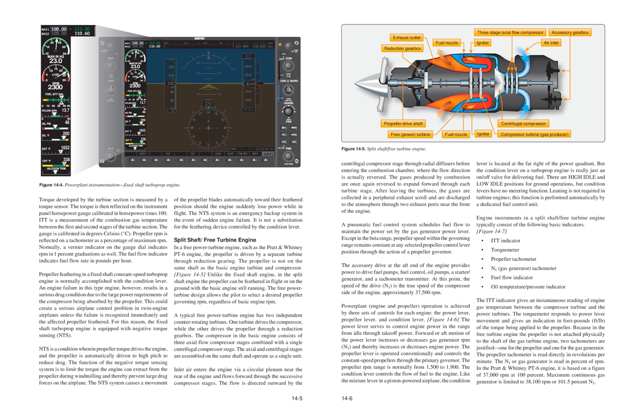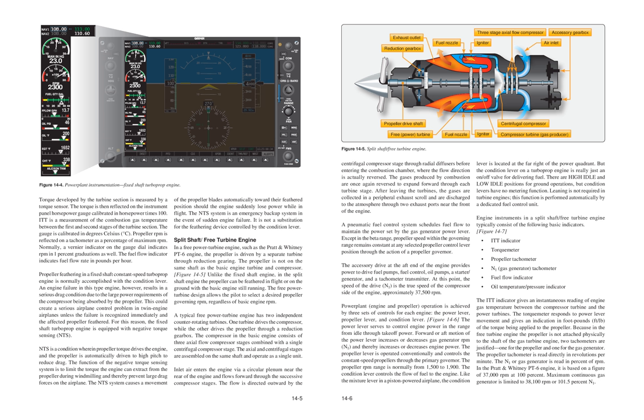The free power turbine design allows the pilot to select a desired propeller governing RPM, regardless of basic engine RPM. A typical free power turbine engine has two independent counter-rotating turbines. One turbine drives the compressor, while the other drives the propeller through a reduction gearbox. The compressor in the basic engine consists of three axial flow compressor stages combined with a single centrifugal compressor stage. The axial and centrifugal stages are assembled on the same shaft and operate as a single unit.